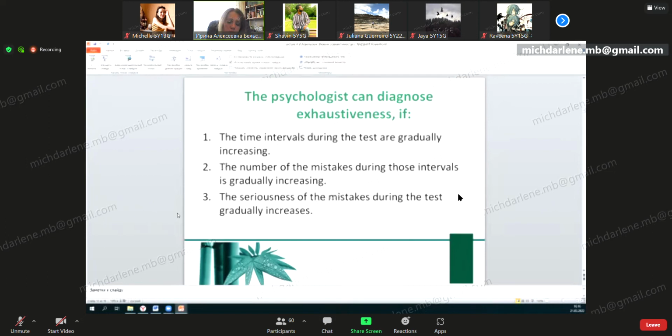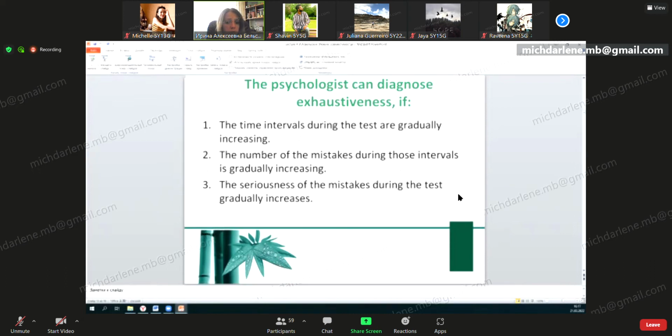How can psychologists, doctors diagnose exhaustiveness? They can diagnose exhaustiveness if the time intervals during the test are gradually increasing. I mean not time intervals, I mean the time for tables, yes, which the patient needs for each table for results. Then the number of mistakes during those intervals is gradually increasing, and the seriousness of the mistakes during the test gradually increases. These are three main criteria for the Schulte table test. Next form, Schulte-Gorbov test.